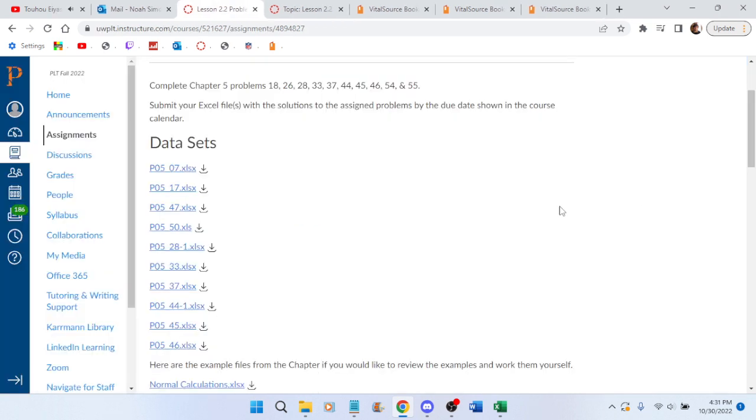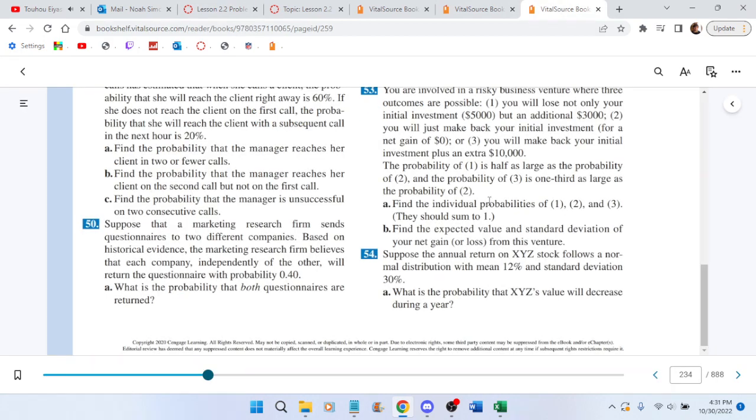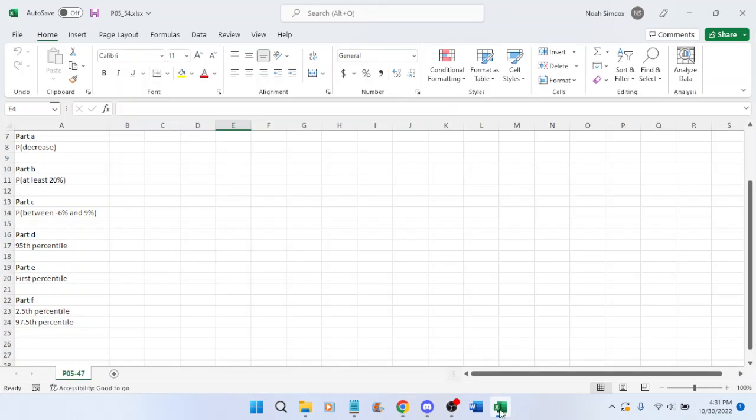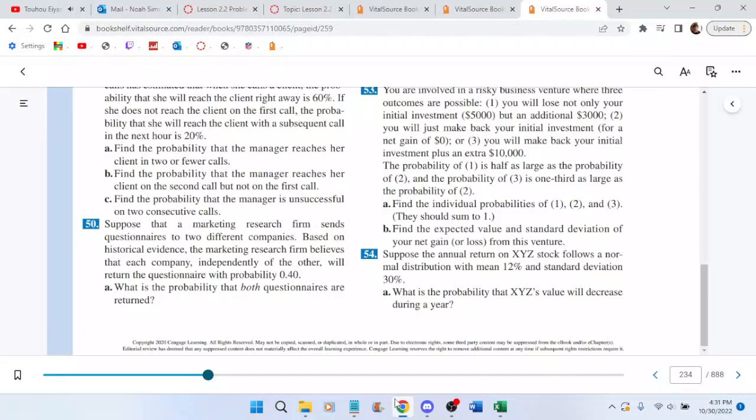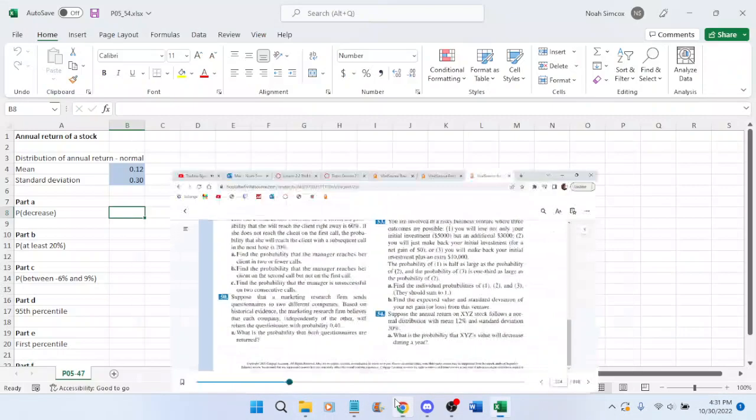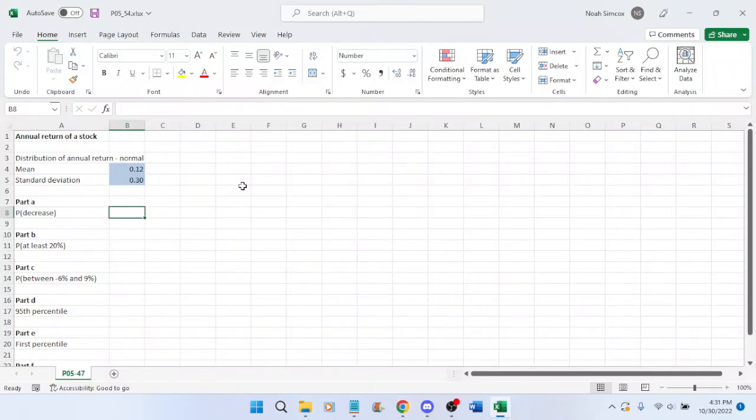That was funny. 54. So, we have a mean of this. We have a standard deviation of this. What's the probability that the data value will decrease? Oh, dude, I don't know how to do that.